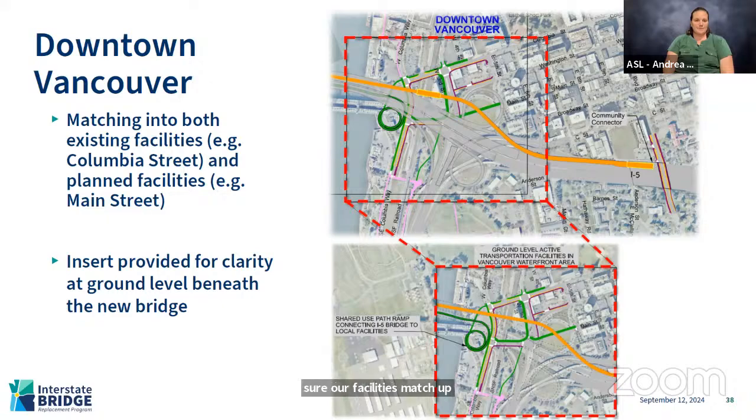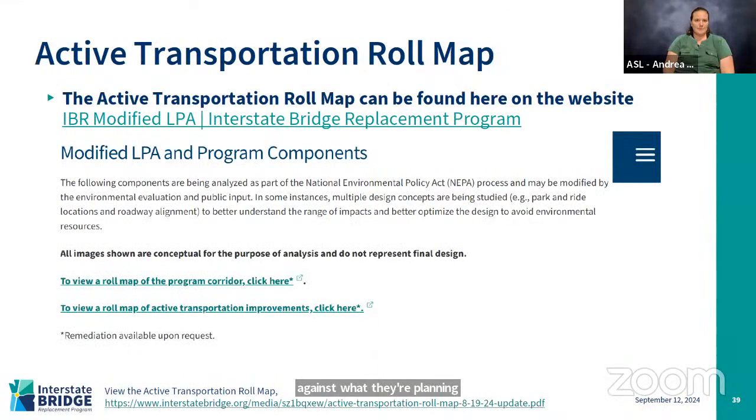And the next slide just wraps up the active transportation before we open it up to questions. Again, the roll plot's available. You can find it on the website just under the LPA web page. Now there are two, as you can see down on the lower bottom. There's not just the program corridor roll plot, but one for the active transportation. The videos are coming. They're not quite ready yet. I imagine they'll be linked here as well in the next few days.